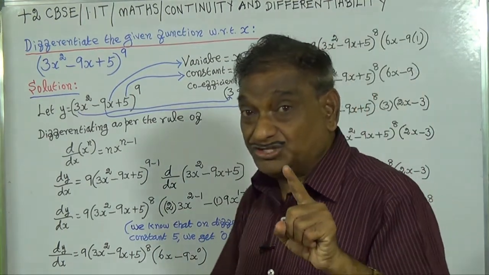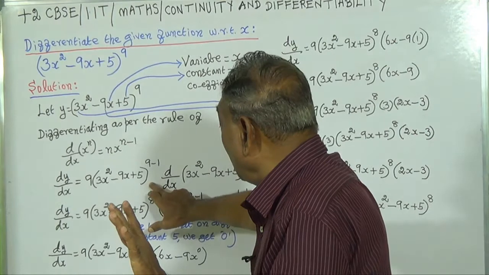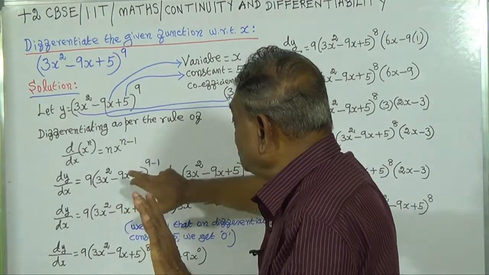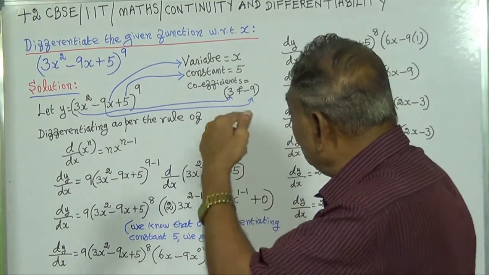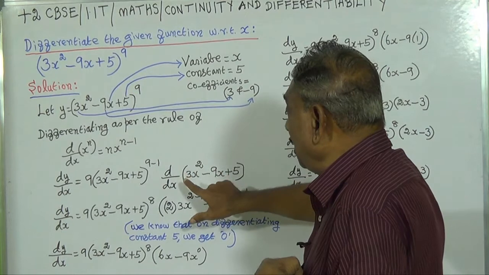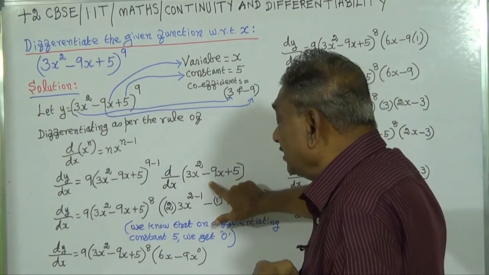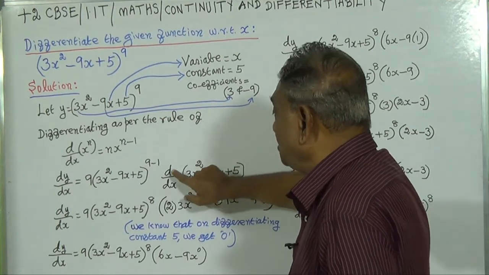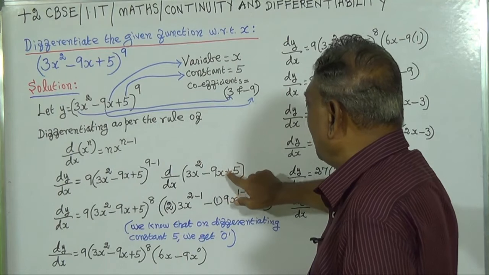As I already stated, our duty is not over after differentiating the power, that is the exponent. Then we have to differentiate the function, that is, we have to differentiate the given expression. So we are writing the differentiation of 3x square minus 9x plus 5.